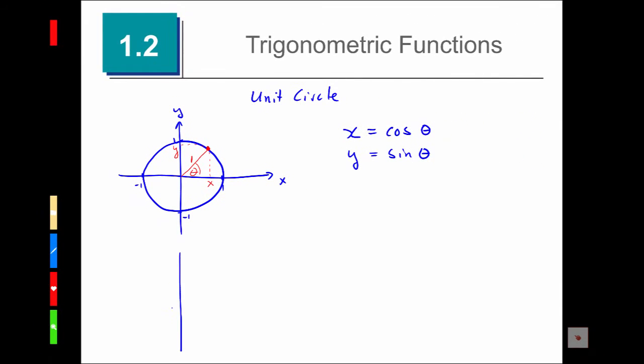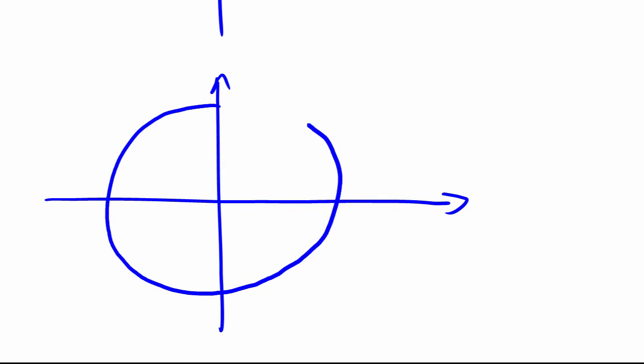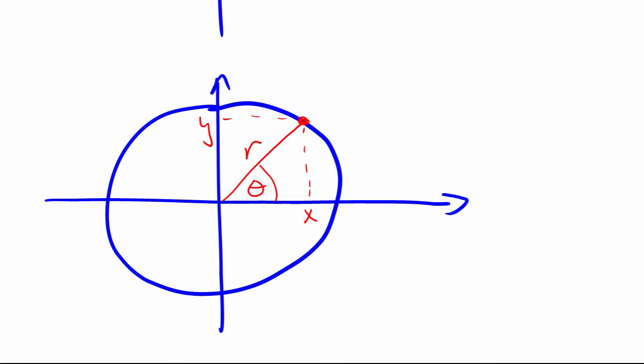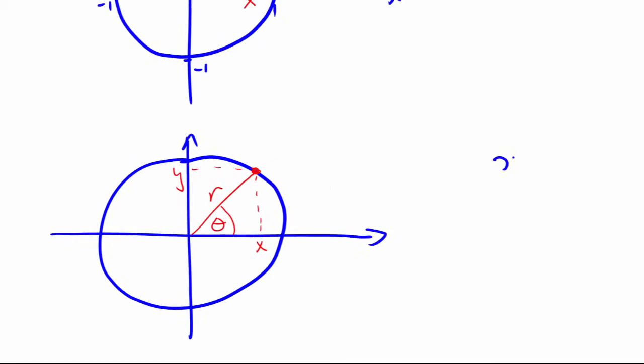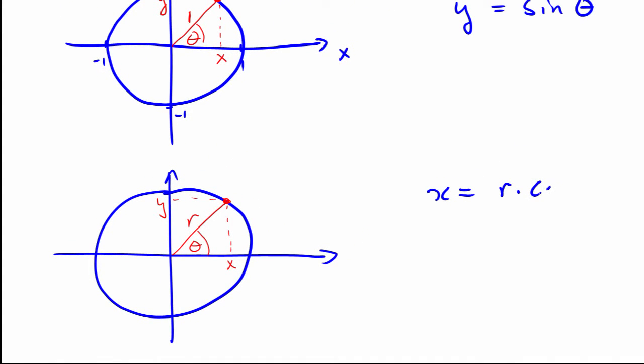A slightly more general way to think about this relationship is to draw a circle where now the radius of the circle, instead of being 1, the radius is equal to r. So I'm going to draw a line like this again, and there's my angle theta, but now this distance is equal to r. And again, I can ask the same question. What is the coordinate x of this point here? And what is this coordinate y of that point? And in this slightly more general setting, the x-coordinate is equal to r times the cosine of theta, and the y-coordinate is equal to r times the sine of theta.